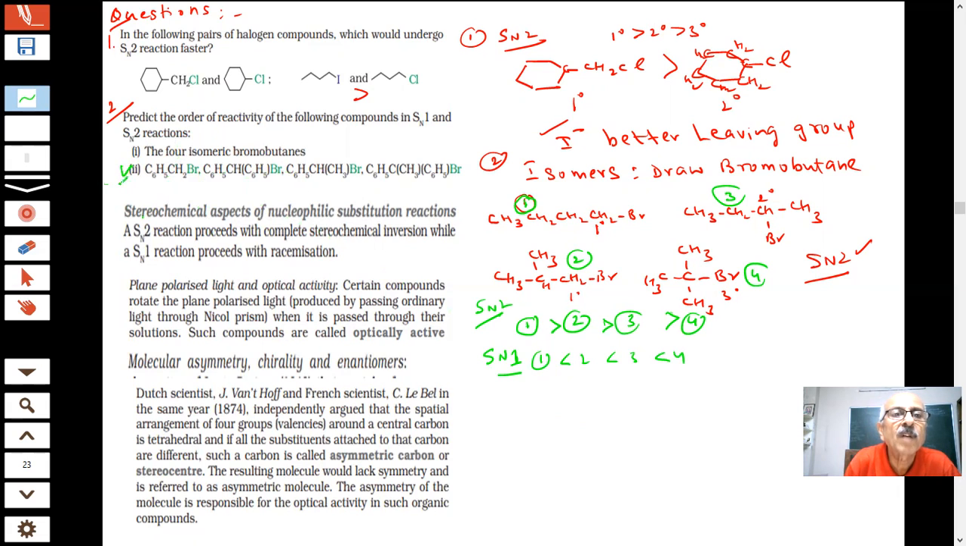You have 1 minute. First, you have to draw the structures of these, and then only I can give the answer. This is the second question, first part.